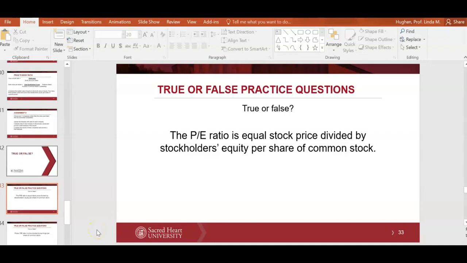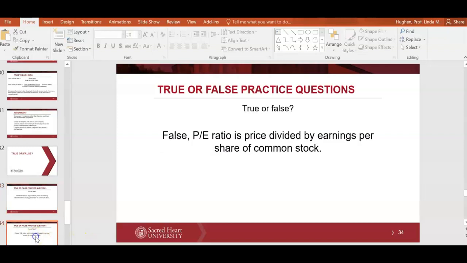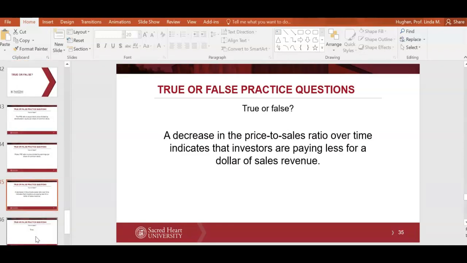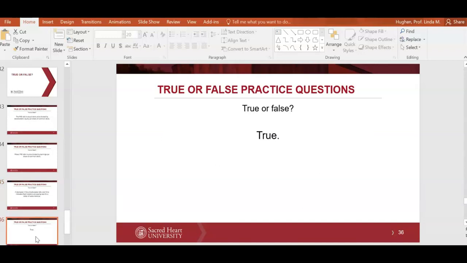Let's move on to some more serious true or false questions. True or false, the PE ratio is equal to stock price divided by stockholders' equity per share of common stock. Of course, that's false. PE ratio is price divided by earnings per share of common stock. True or false, a decrease in the price to sales ratio over time indicates that investors are paying less for a dollar of sales revenue. That is true. If it goes down, that means that investors are willing to pay less for a price of stock based on sales.